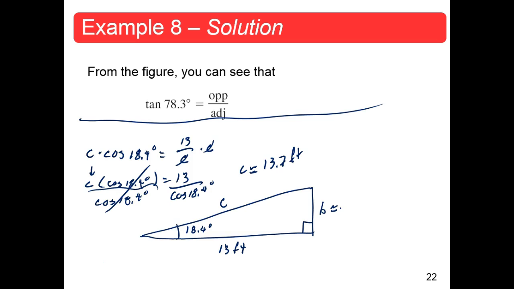What did they get? What did you get? Anybody? Didn't write it down. I'll write it down. Tangent of 18.4 degrees is equal to, tangent is opposite over adjacent, B over 13. So multiply both sides by 13, and you get B is equal to 13 times the tangent of 18.4 degrees. 4.3 feet. Say it again. 4.3 feet. 4.3.